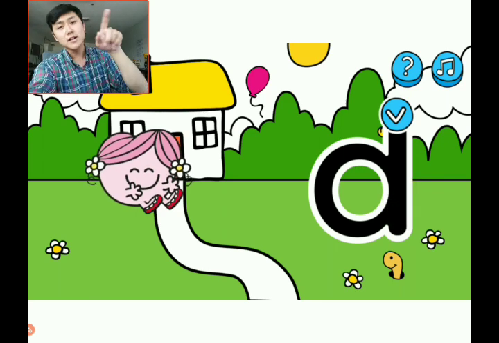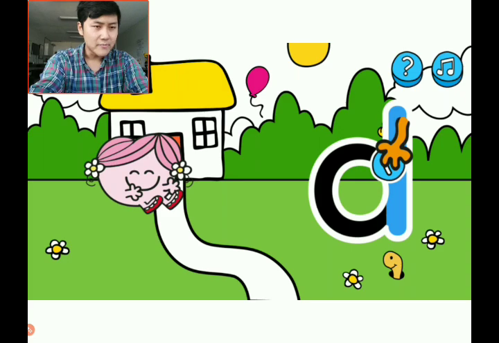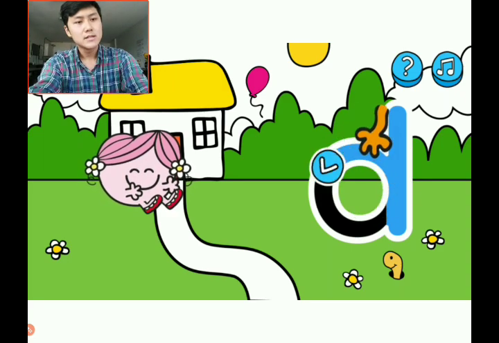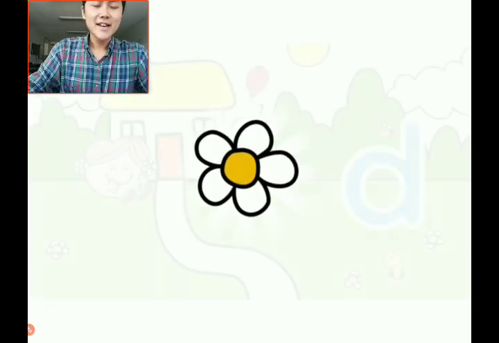So D, it's actually very similar to a B, except that it's just the circles on the other side. So we're gonna draw this one line down here, and the circle, instead of being on the right like a B, it's on the other side like a D. Just like this. That's letter D. And D stands for Daisy.